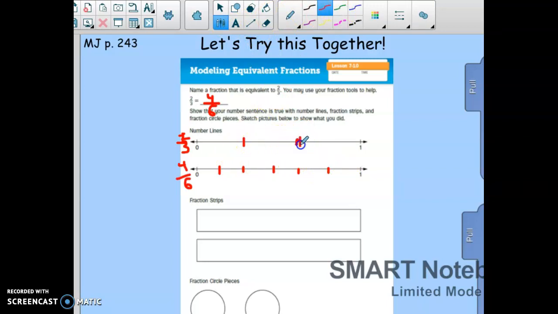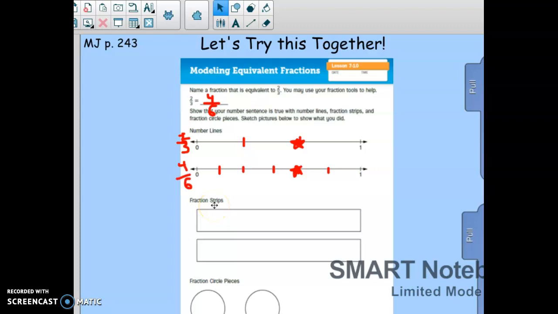2/3 would be here. 4/6 would be here. You can also use your fraction poster to prove this even further. As you can see, the stars line up with one another, meaning they're both the same distance from 0.